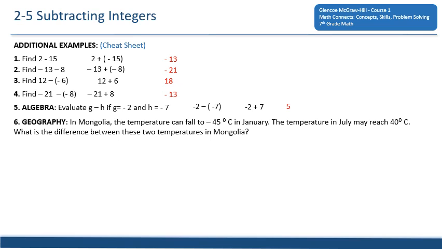Number 6. In Mongolia, the temperature can fall to negative 45 degrees Celsius in January, and the temperature in July may reach 40 degrees Celsius. What is the difference between these 2 temperatures in Mongolia? If we subtract the lowest number from the highest number, the highest is 40 degrees Celsius because it's above 0, a positive number. And the lowest is negative 45, so 40 minus a negative 45. Then we add the opposite, so we get 40 plus 45, and there's an 85-degree difference.